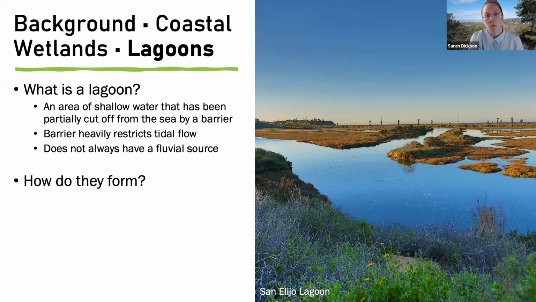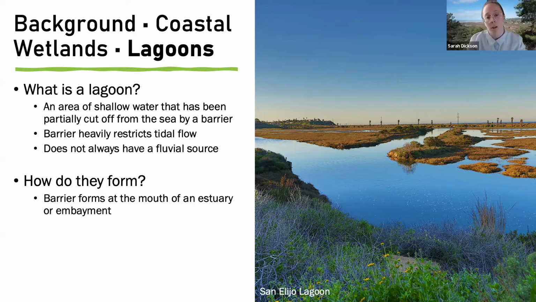Lagoons form when a sandy or coral or reef barrier is formed across the mouth of an estuary or embayment. They can be ephemeral features, which just means that if the sand barrier is flushed out, it can revert back to a higher energy estuary. Alternatively, if the barrier migrates and blocks the tidal channel, a lagoon can infill with sediment and become a marsh.